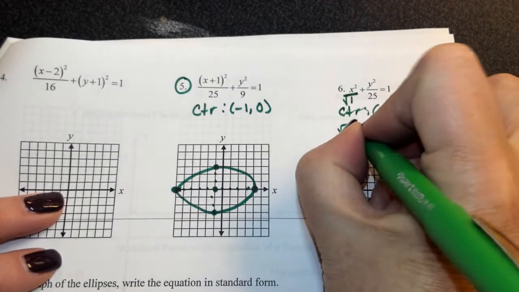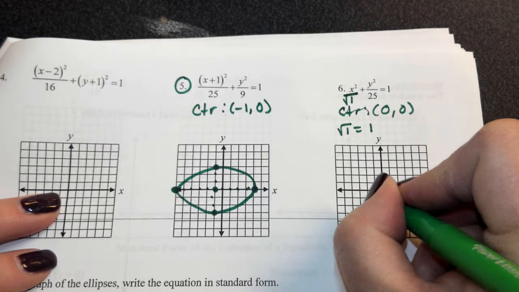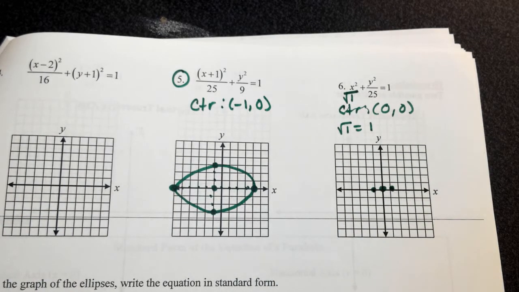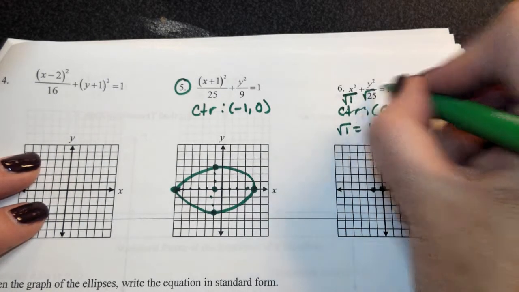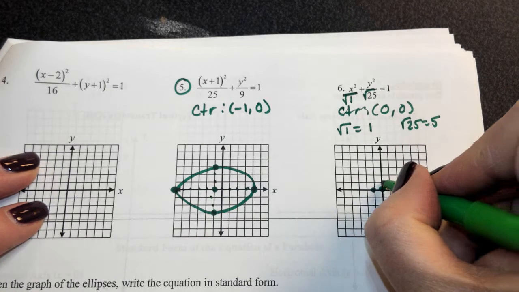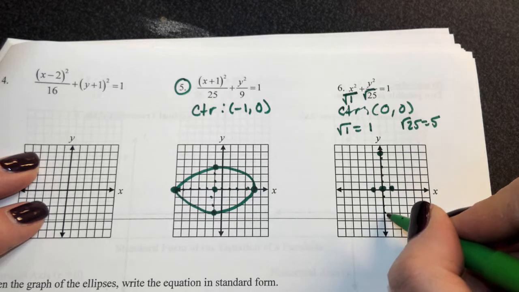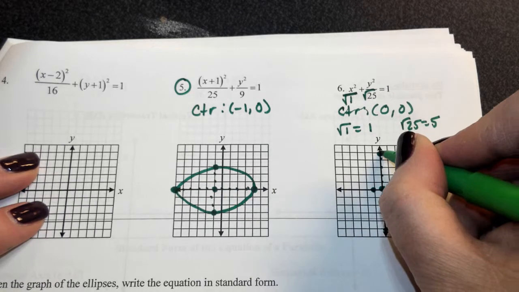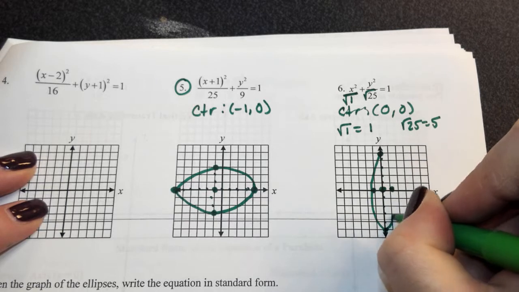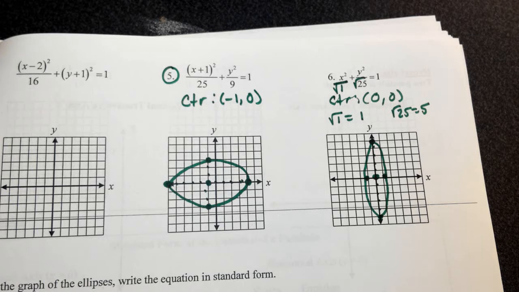Again, the square root of 1 is just going to be 1. So I'm going to have to go 1 unit to the right and 1 unit to the left of that particular center. And then to find that vertical radius, I'm going to have to take the square root of 25, which is 5. So I'll go 5 units up from the center, 5 units down. Yep, very thin ellipse. Okay? So just don't be alarmed if you don't see that denominator. That just means that you're going to have a radius of 1.